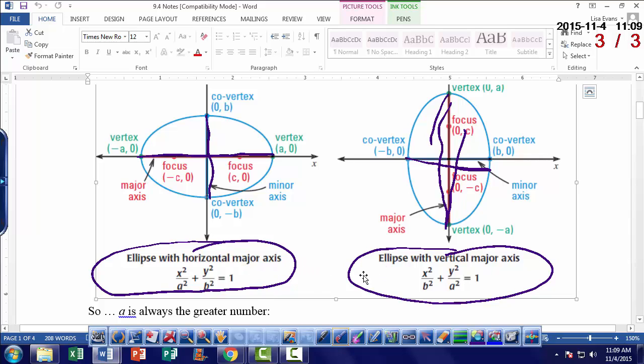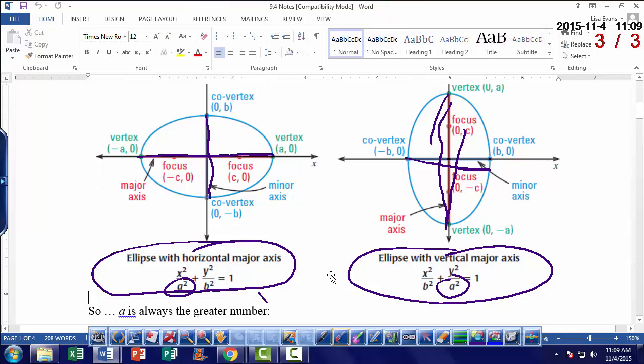So I want you to notice the difference in the two equations. The only thing that is different is where the a and b are. So in a horizontal ellipse, the a squared, which is considered the vertices, is under the x. That makes sense because the x-axis is the horizontal axis, so that's where the vertices would be. In this one, the a squared, which is the vertices, is under the y. So it's how we're going to be able to recognize it.